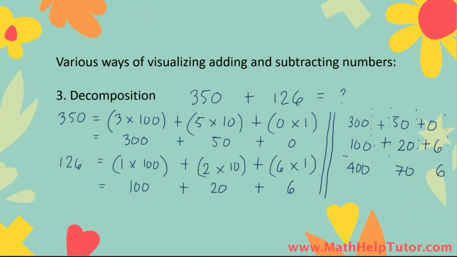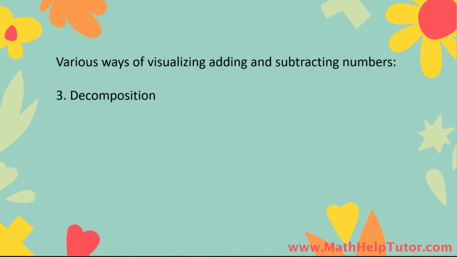And let's just put a line here to segregate the decomposed forms of the numbers that we have added. And you're going to see that these numbers are actually the result of adding 350 and 126. So this is our new number. And if we rewrite this, it gives us 476, which is the answer to 350 plus 126. That's 476.